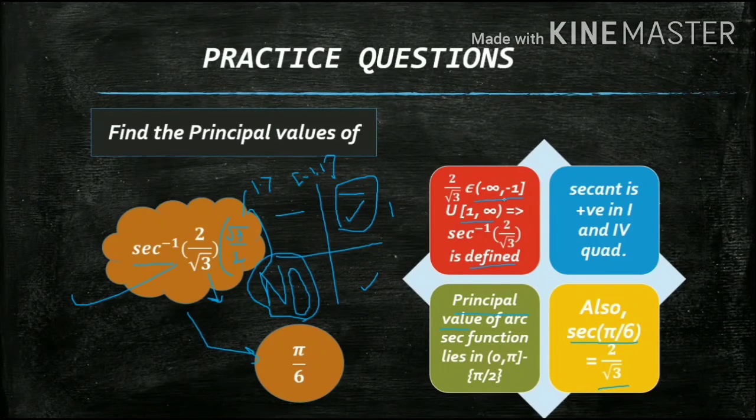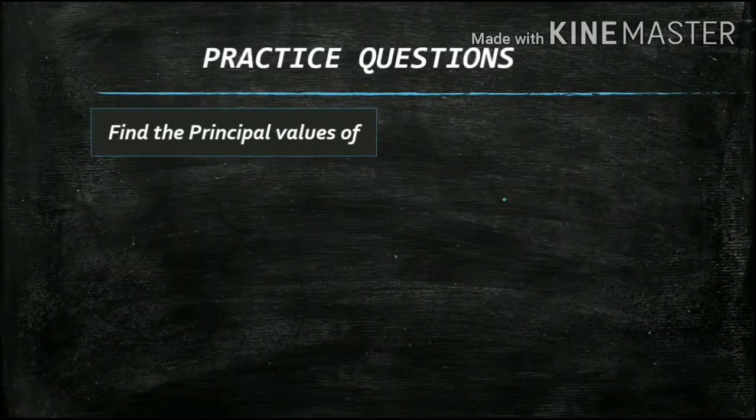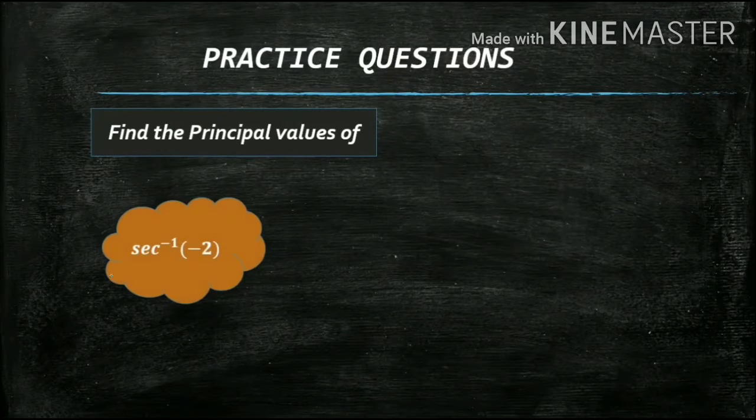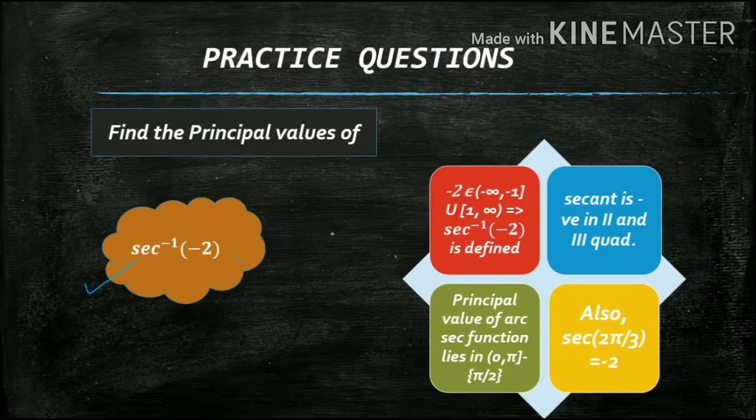Okay? Next, you need to find the value of sec inverse of minus 2. Do this question. Let me tell you the answer then. Again the same. Minus 2 belongs to (-∞, -1] union [1, ∞). That means it is defined, because minus 2 lies in this region.